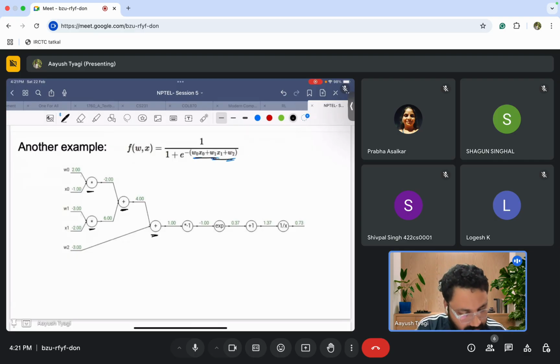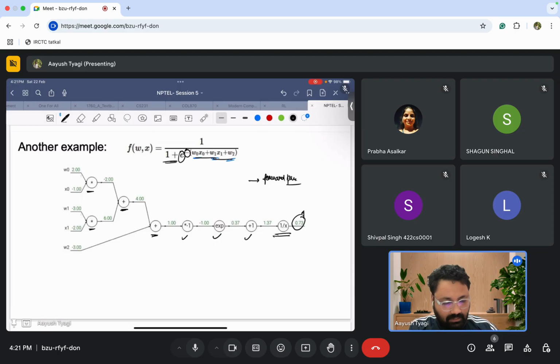Then you do a multiplication with minus 1, then an exponential, then you add plus 1, and then an inverse operation, so it's 1 upon everything. That's how you create the forward pass, or computational graph. This is the final value you will get after a forward pass.